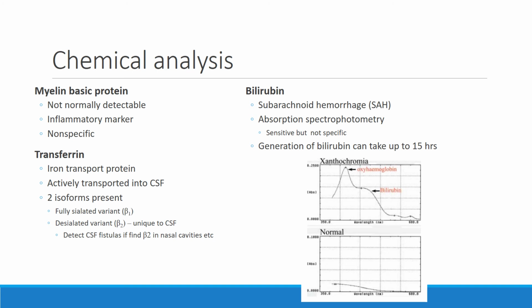Bilirubin is sometimes ordered. Generally, you're looking for evidence of a historical hemorrhage, a subarachnoid hemorrhage that may have occurred in the past, a few days to a week ago. So what you're looking for is evidence that a stroke occurred, that some kind of hemorrhage occurred. Okay. We test this using absorption spec.